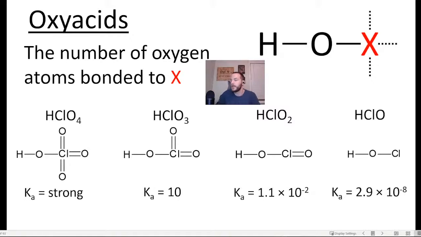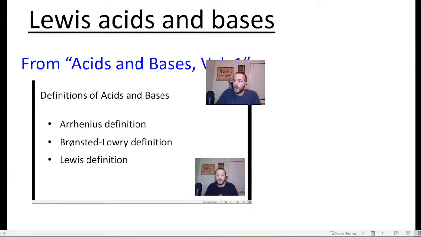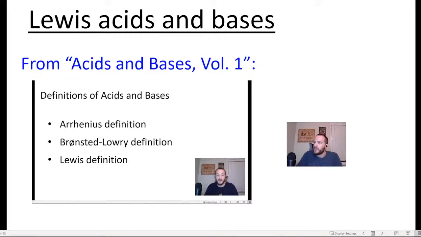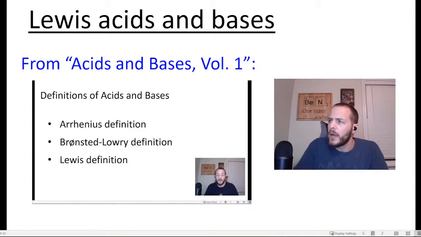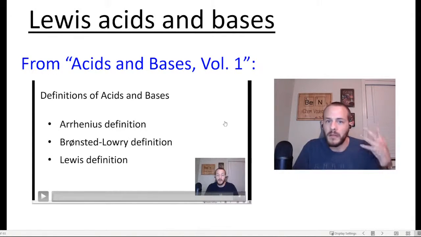All right, so we talked about binary acids, we talked about oxyacids, what's going on at the molecular level that is responsible for differences in acid strength among these various molecules that contain hydrogen. Now we're going to switch gears, and we're going to talk about another definition of acids and bases. We've talked a lot about the Bronsted-Lowry definition and the Arrhenius definition, but there's a third definition, one that we haven't really touched on until today, and it's called the Lewis definition.